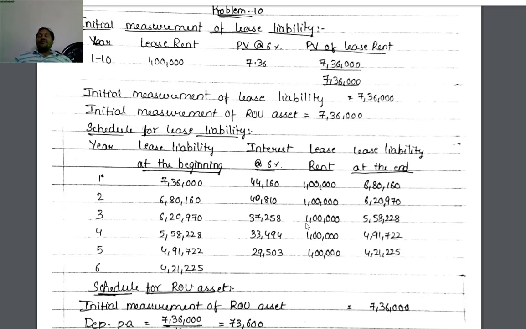5,58,228. Liability at the beginning of the fourth year 5,58,228. Interest at 6%, 33,494. Lease rent payment 1 lakh. Balance at the end 4,91,722. That is 5,58,228 plus 33,494 minus 1 lakh, 4,91,722.